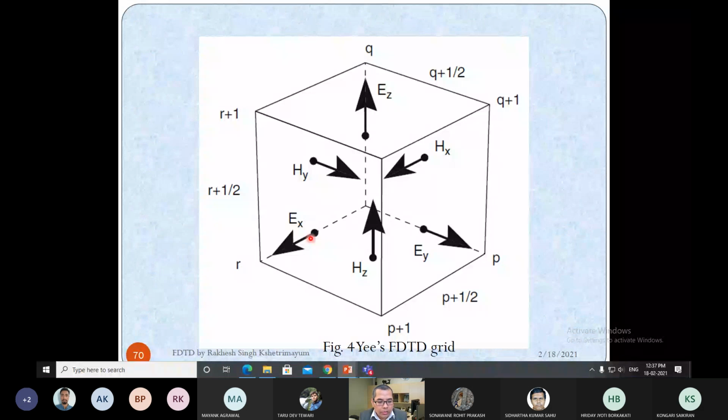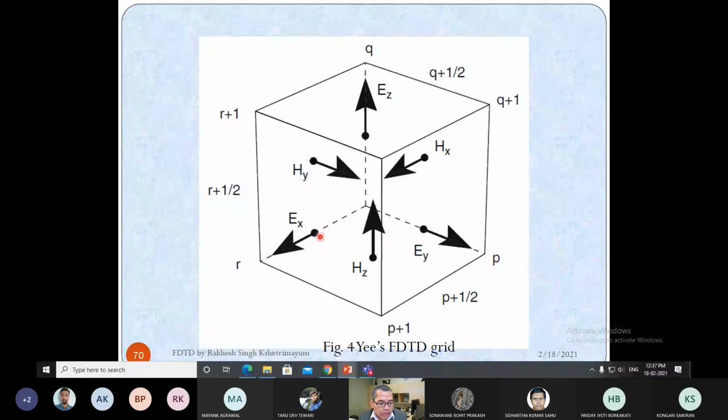Where are they placed in the cube? This cube is one unit cell for FDTD. So where is the location of the electric field and magnetic field for one unit cell for FDTD for any general cube? This diagram is applicable for any case. It's a very general diagram here.